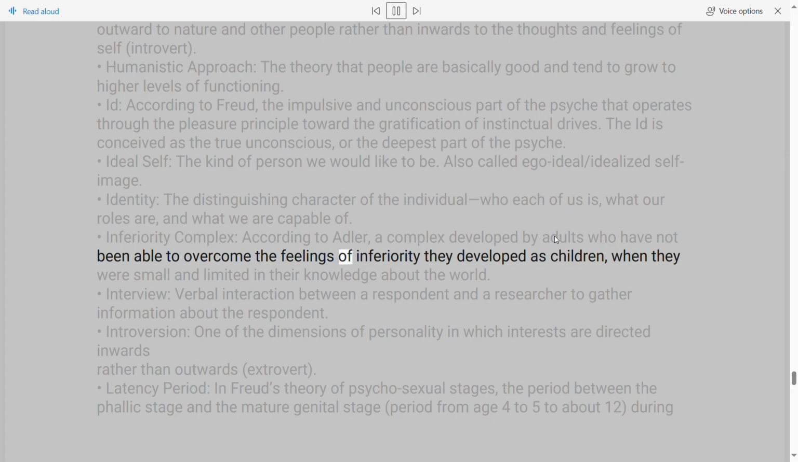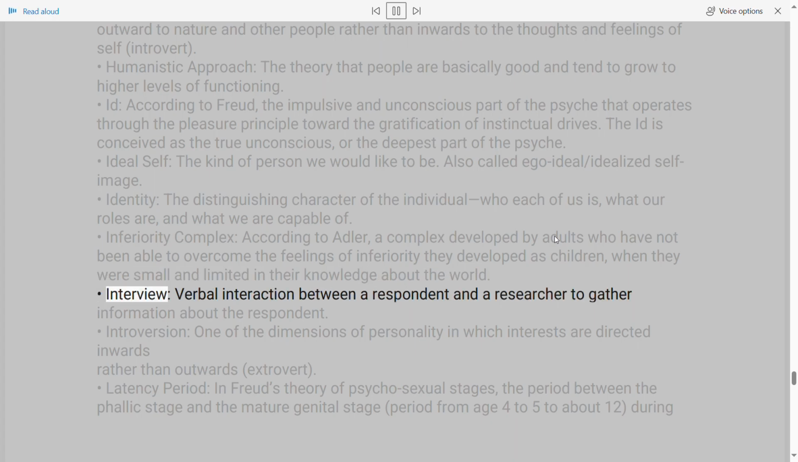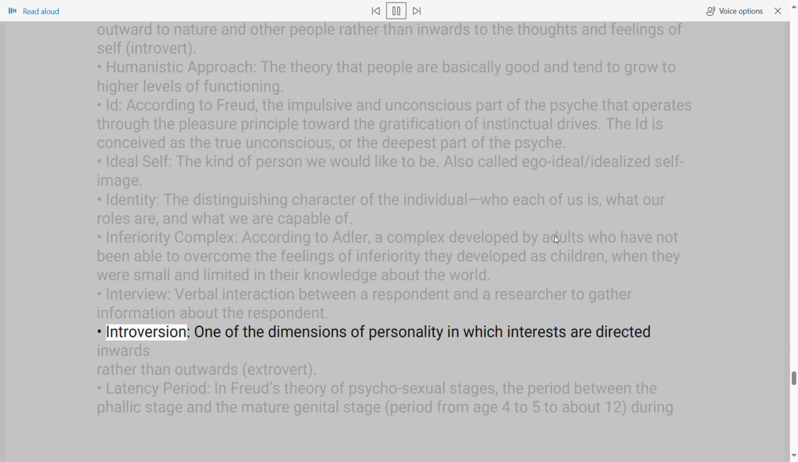Interview, verbal interaction between a respondent and a researcher to gather information about the respondent. Introversion, one of the dimensions of personality in which interests are directed inwards rather than outwards, extrovert.